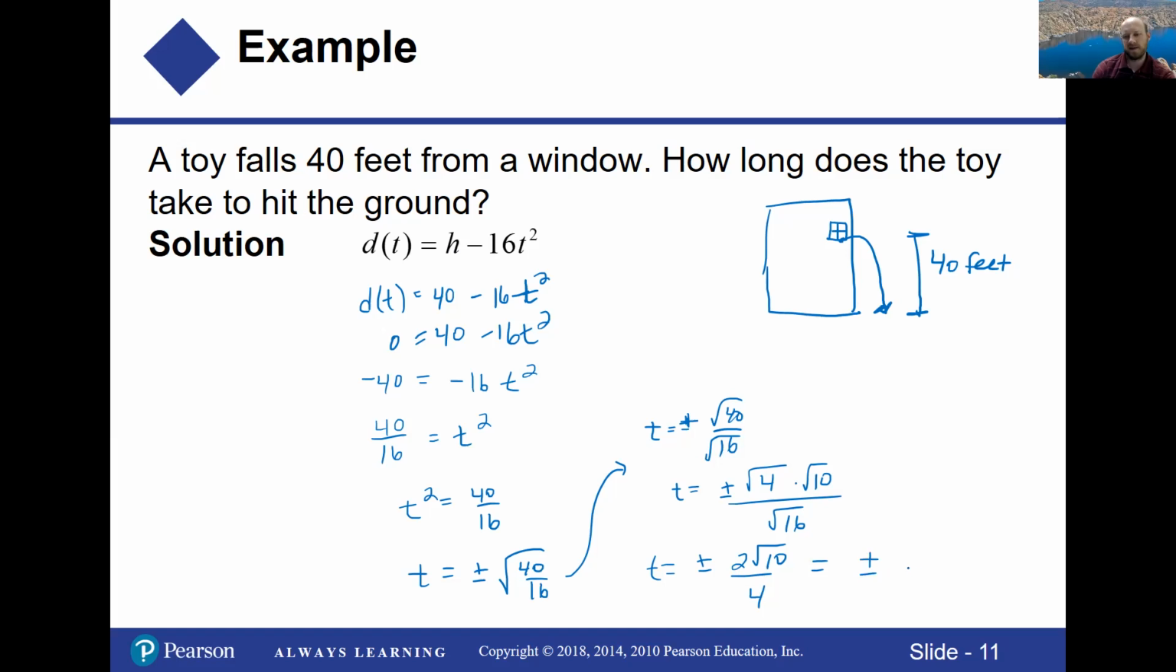So 2/4 is the same thing as 1/2. So I really just make this as 1, and 1 times the square root of 10 over 2. I don't really need the 1 in there, so I can just write the square root of 10 over 2. Now, if you take this, the square root of 10 over 2, and put it on your calculator, you're going to get about 1.6.